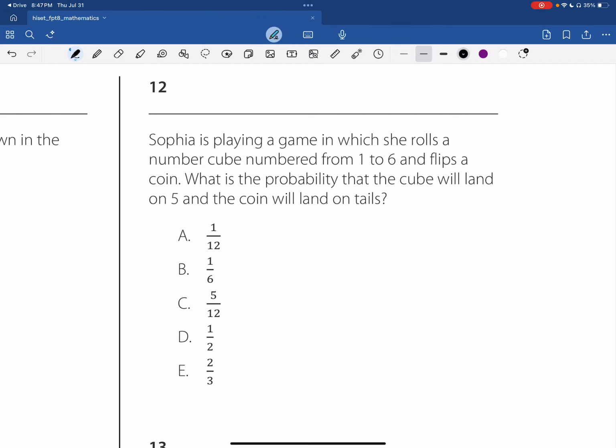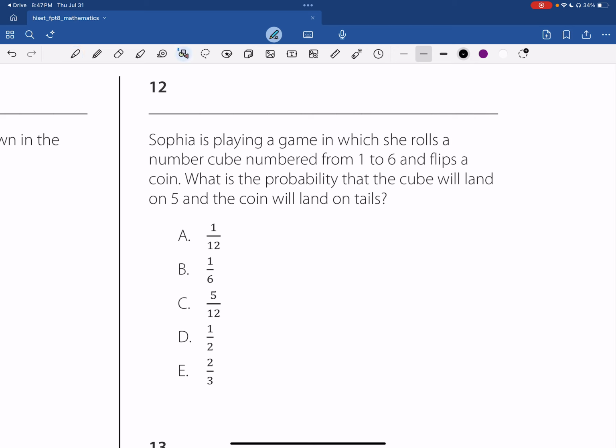Number 12 is a definite correct answer if you know one word in this problem. Sophia is playing a game in which she rolls a number cube numbered from 1 to 6 and flips a coin. What is the probability that the cube will land on 5 and the coin will land on tails?